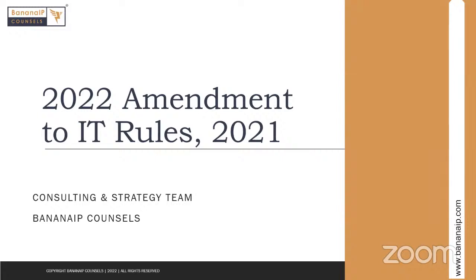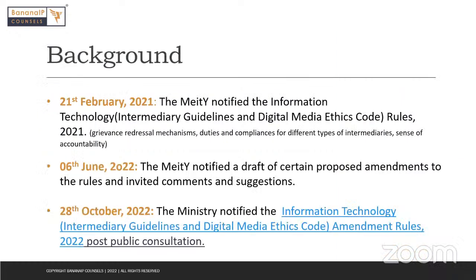Next, I'll be taking you through the recent 2022 amendment to the IT Rules 2021. Just to give you a brief background, on 25th February 2021, the Ministry of Electronics and Information Technology notified the Information Technology (Intermediary Guidelines and Digital Media Ethics Code) Rules 2021, which is in addition to the existing IT rules, and it further expanded on various grievance redressal mechanisms, duties and compliances for different types of intermediaries. This was done so as to bring in a sense of accountability from the perspective of the intermediaries. Then recently on 6th June 2022, the ministry notified a draft for certain proposed amendments to the rules and invited comments and suggestions. And on 28th October 2022, the ministry notified the amendment rules after a public consultation.